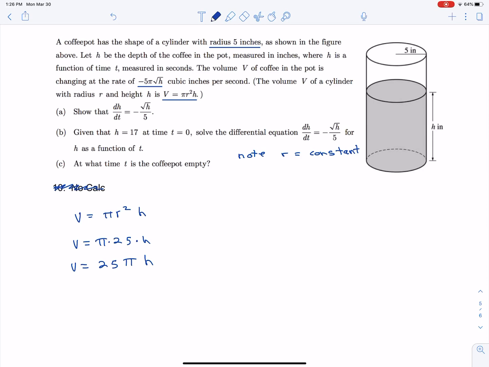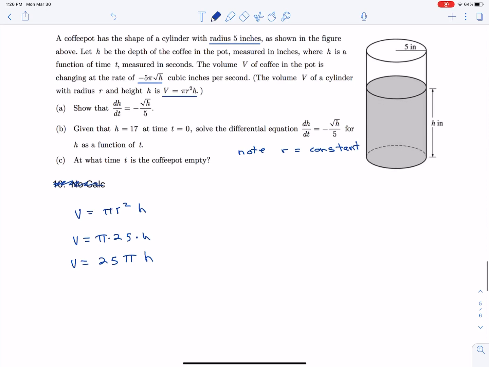Perfect. Next, time to take the derivative, with respect to t. So I get dV/dt equals 25 pi times the derivative of h, which is dH/dt. From there, all I'm going to do is solve for dH/dt. But we are told that dV/dt, this right here, equals this, because the volume of the pot is changing at a rate. So that's the rate of change of the volume. So I can replace that, time to replace it.